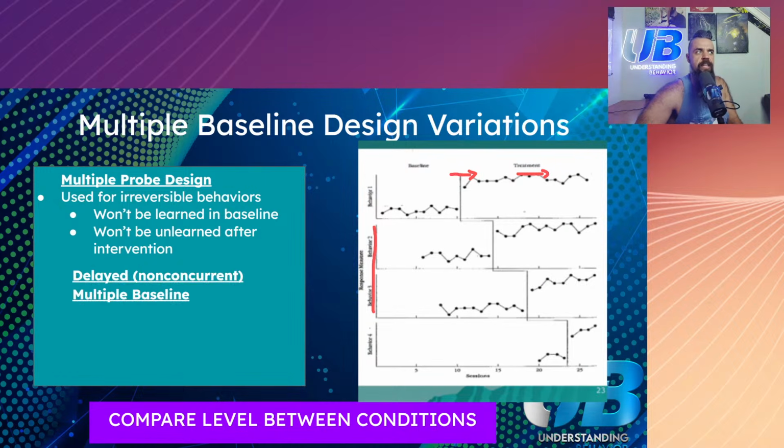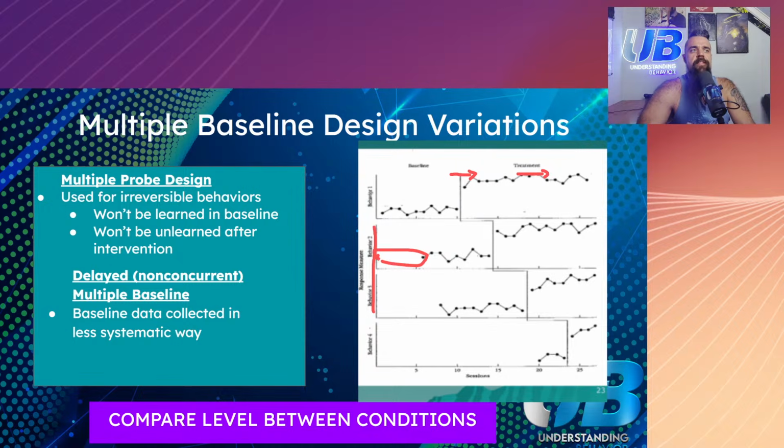Our other variation is our delayed multiple baseline design, sometimes called a non-concurrent baseline design. There's a slight difference between those, but it's fairly negligible. But essentially in a delayed multiple baseline design, we are doing our multiple baseline design, but there's going to be significant periods of time where we're not collecting baseline data before we implement our intervention, or even while we're taking baseline data for other DVs here. So that's our main difference with the delayed multiple baseline design.